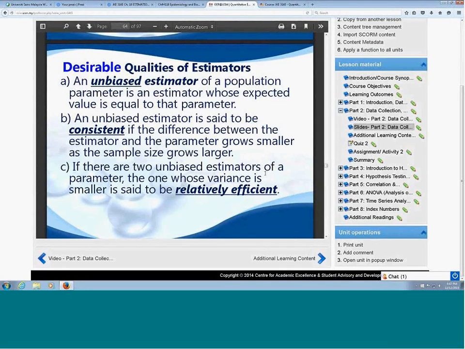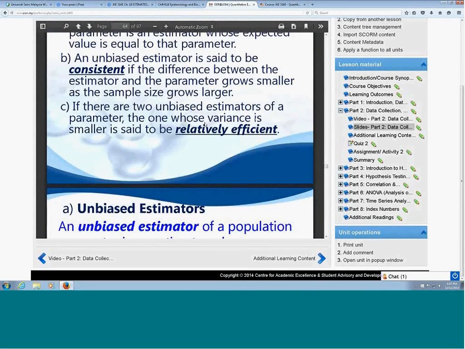The third desirable quality of an estimator is that if you have two unbiased estimators of a parameter, the one whose variance is smaller is said to be relatively efficient. We want the variance to be small. That means the area is more compact, so the smaller it is, the lower the margin of error. Okay? So this is what I meant just now.